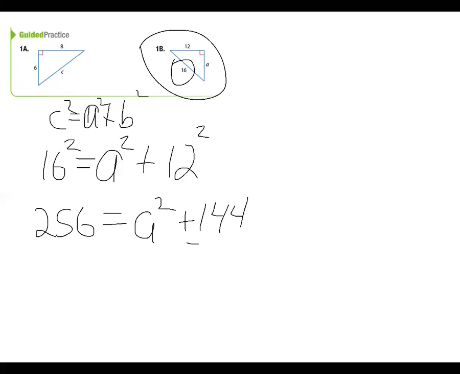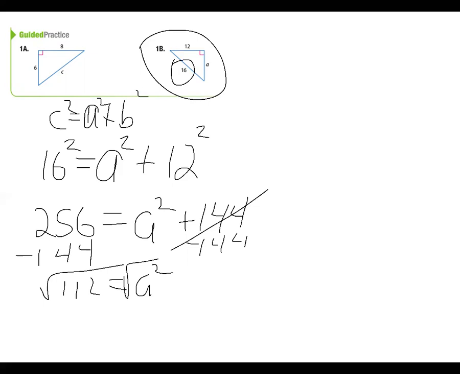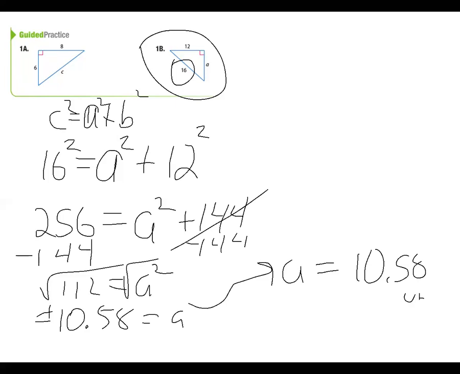So if you subtract the 144, you would get 112 equals a squared. Now you square root those. And the square root of 112 is about 10.58, plus or minus, equals a. Again, since it's side length, the side length always has to be positive, so it's 10.58 units. That is the missing side. All right.